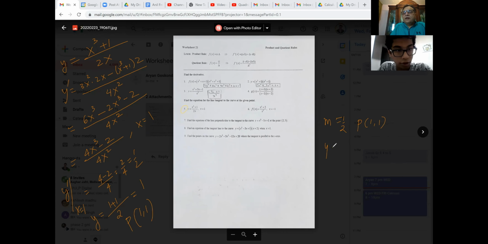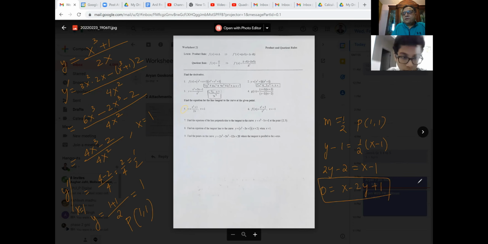And therefore, y minus y1 equals half of x minus 1. So 2y minus 2 equals x minus 1, or 0 equals x minus 2y plus 1, correct? So that becomes the equation. Is that clear to you? So that is how you could actually solve such a question. Is this concept absolutely clear? Good.